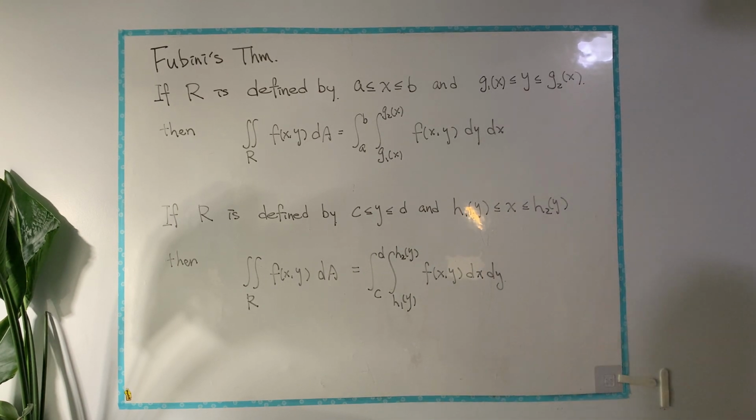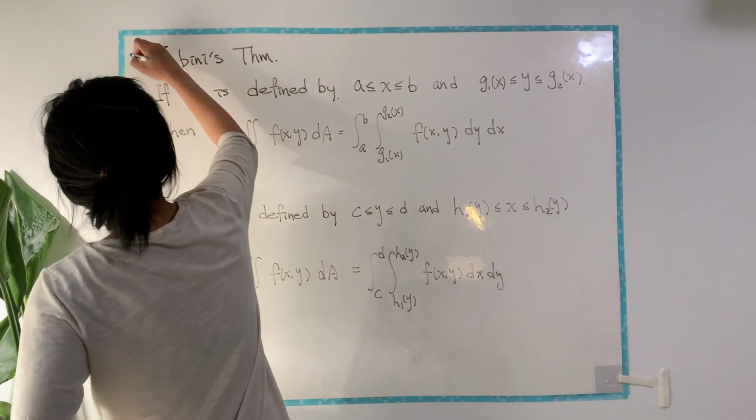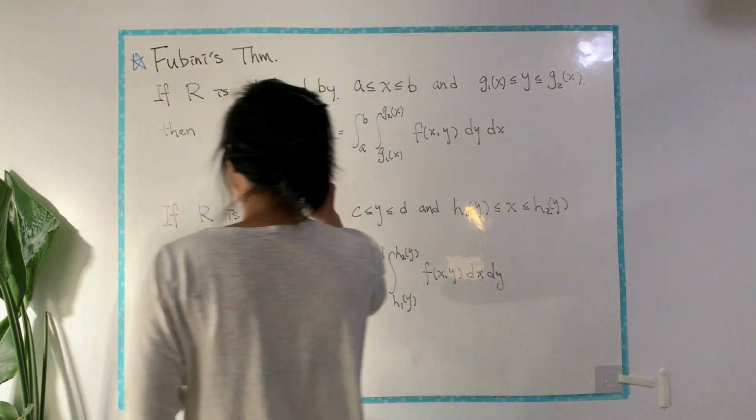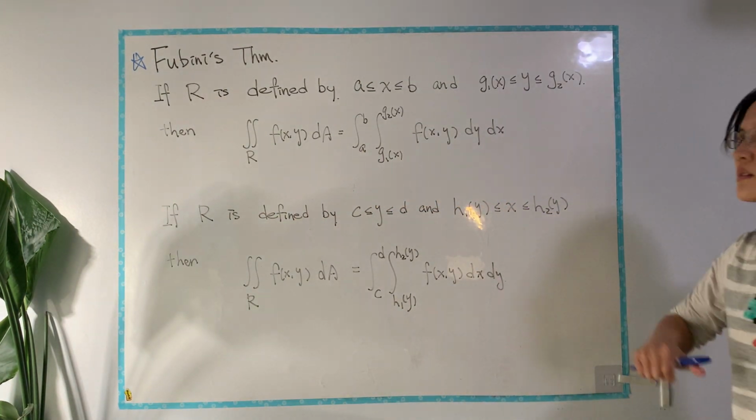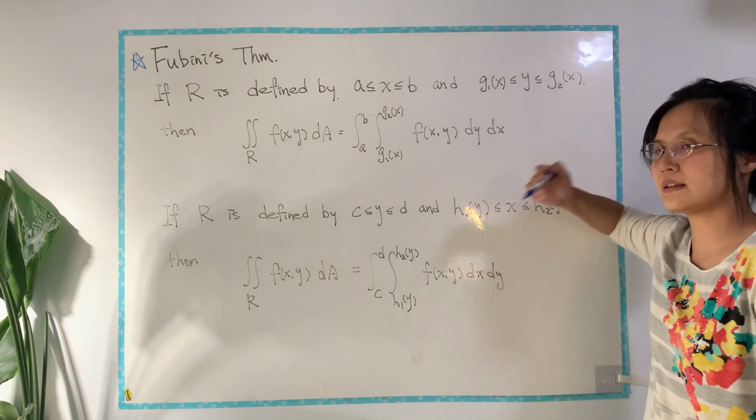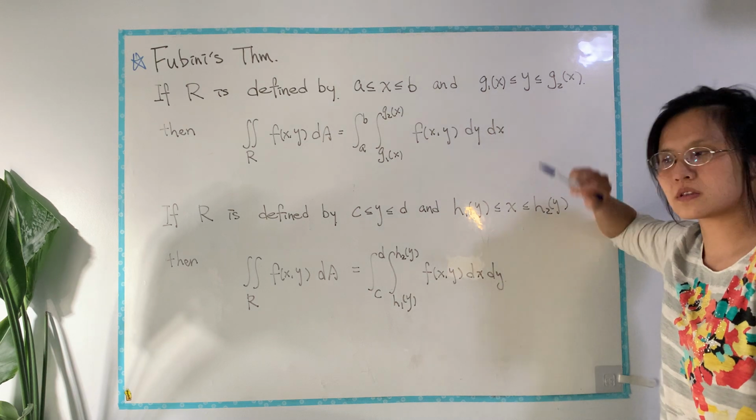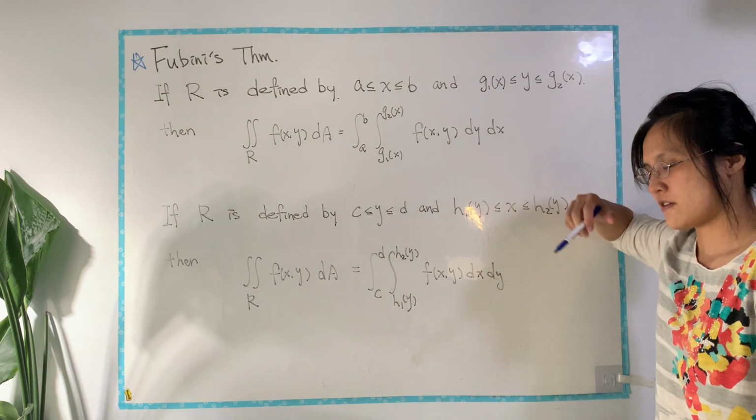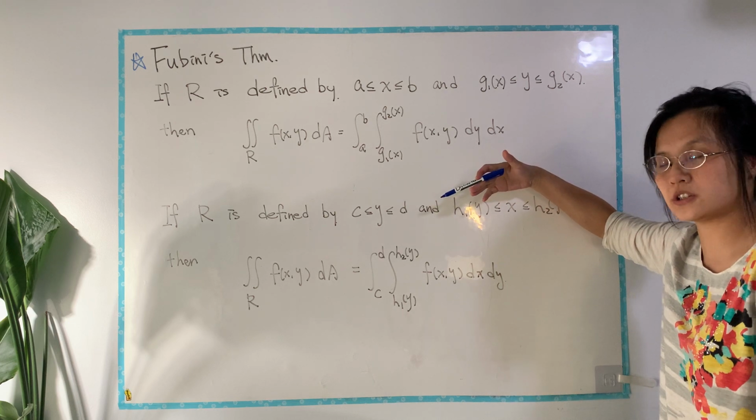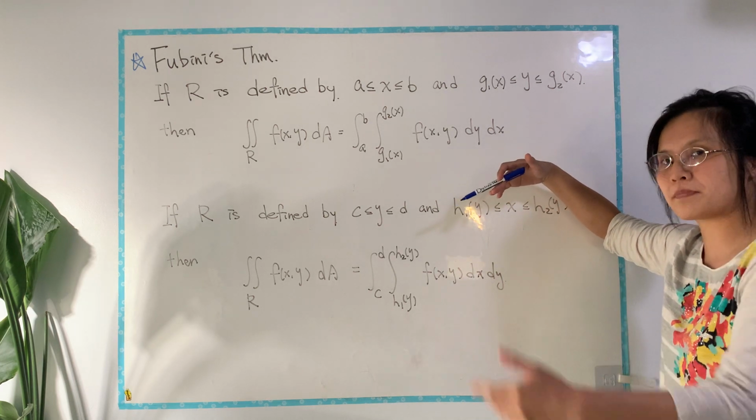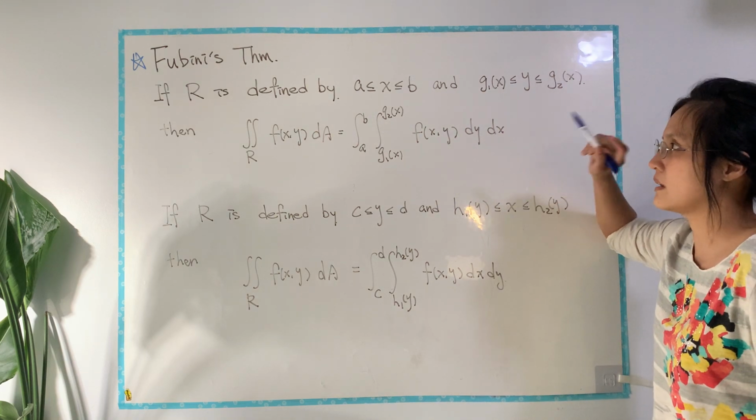Let's look at this very important theorem called Fubini's theorem. It gives us a way to evaluate a double integral without using the Riemann sum. So this is like the fundamental theorem of calculus, but for the double integral version. You can bypass using the definition of the Riemann sum for evaluation.